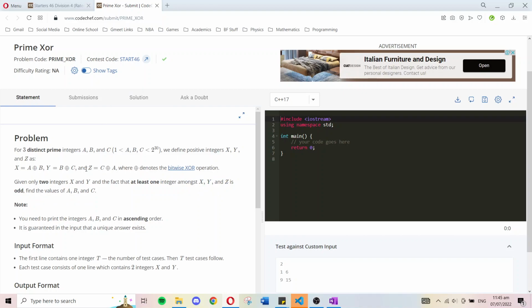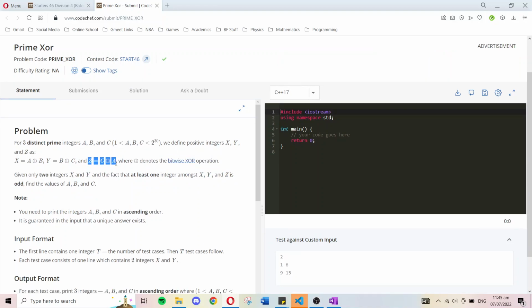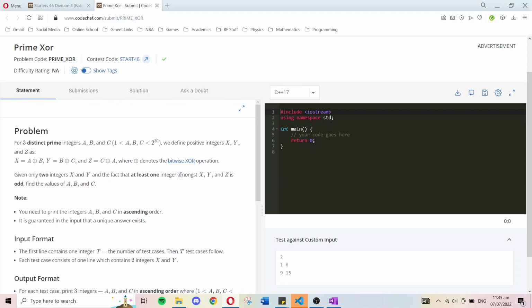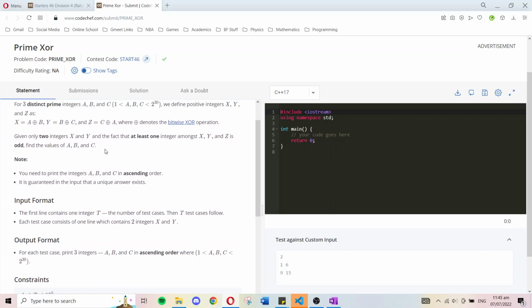So the first thing is that you're probably puzzled. Why then are you given z? Well, you're given z because it states that at least one integer amongst x, y, z is odd, right? And this is an important fact later on. It will be an important fact in parity.